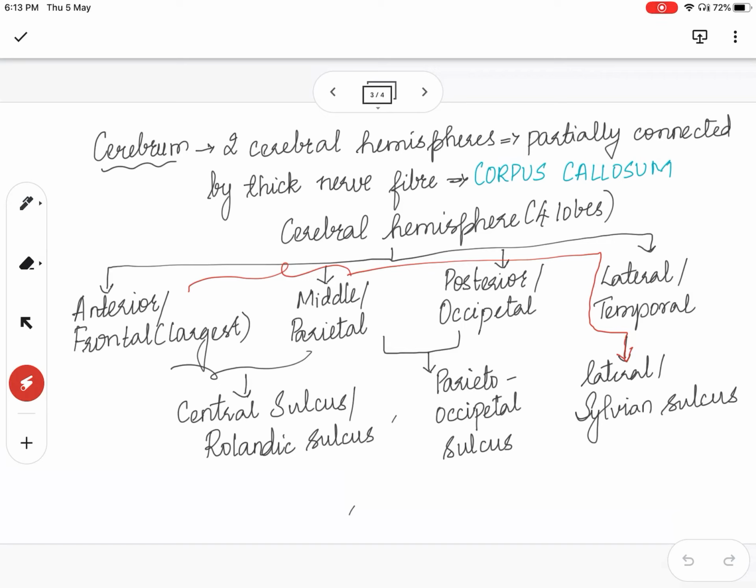So basically, how many lobes are there? Totally four. Frontal, which is on the front; parietal, which is on the sides, near the topmost part of the ear; occipital, which is on the down, near the spinal cord region; and the temporal lobe is nothing but near the ear region. So these are the locations of our lobes.